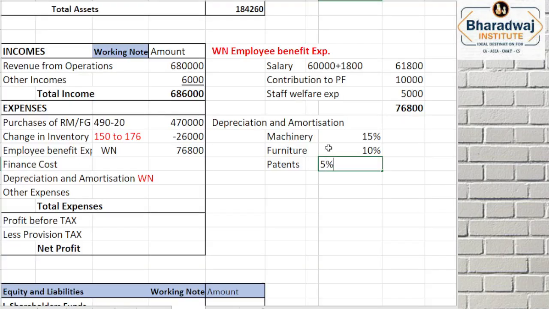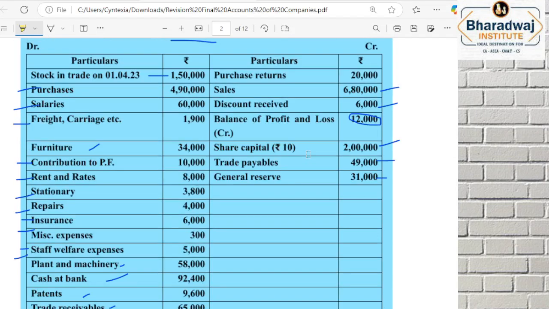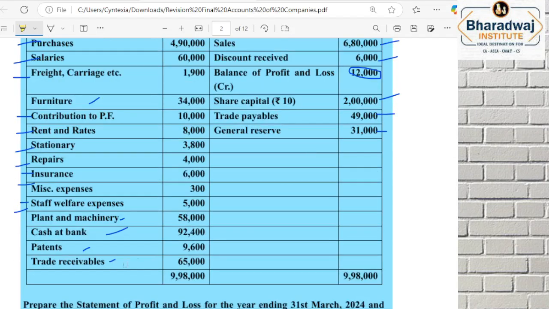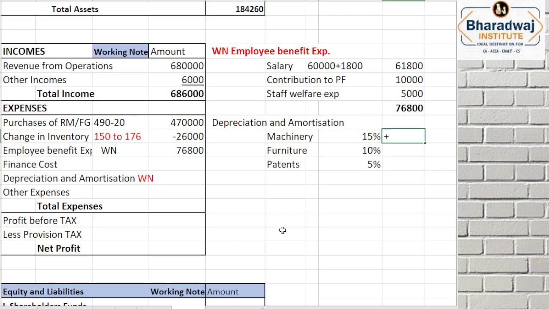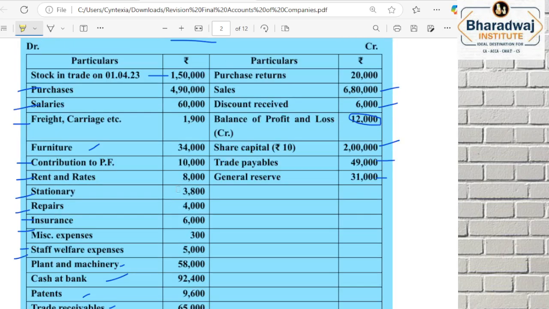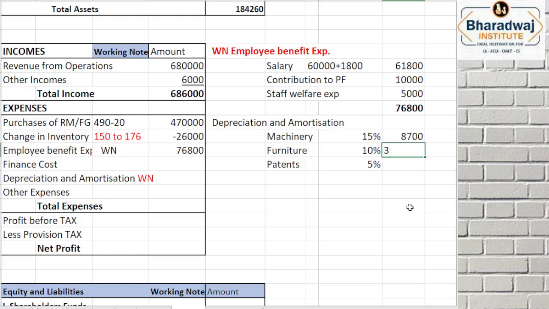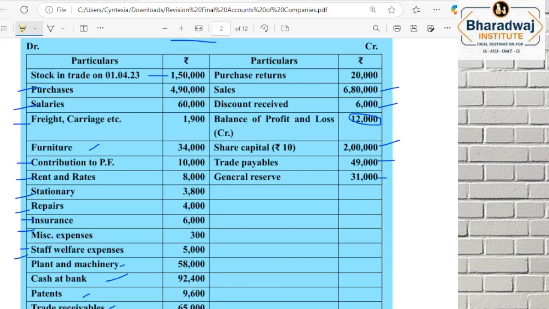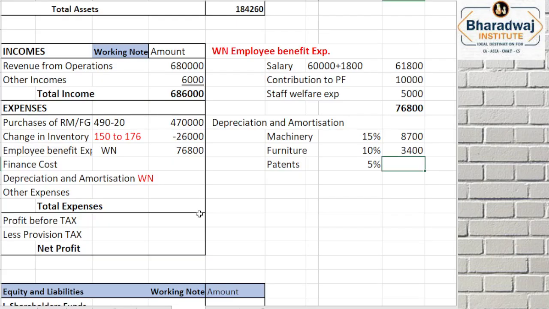Patents 5% amortization. Tell me how much amount? Furniture. 34,000 into 10 each. 9,685%.